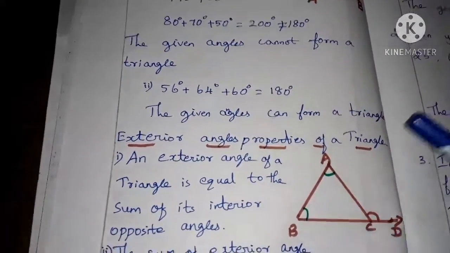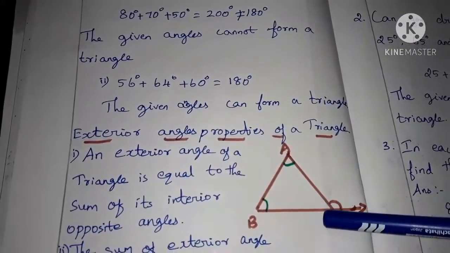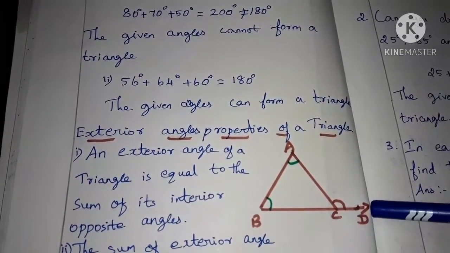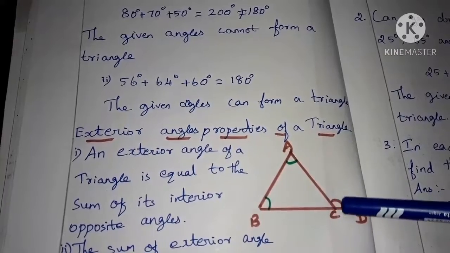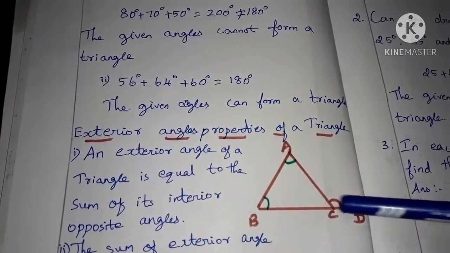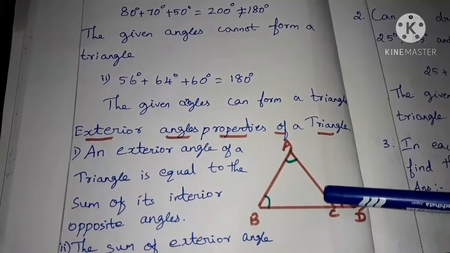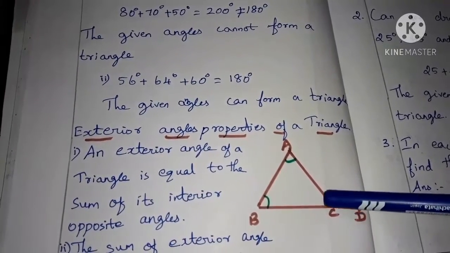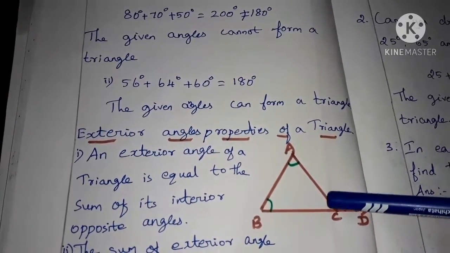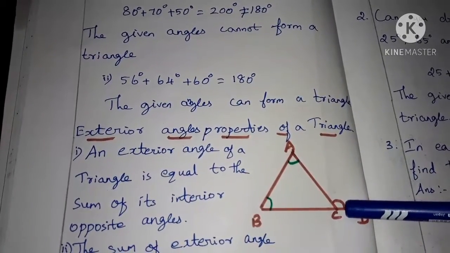What is an exterior angle? We can draw the triangle and extend any one side. It makes one angle. If I extend BC to D, here we can form one angle. This angle is called an exterior angle.